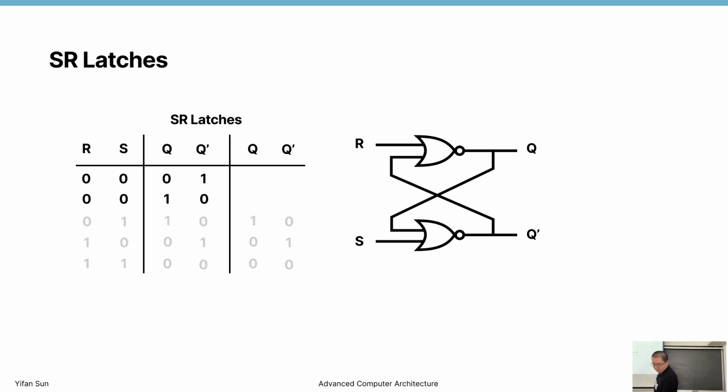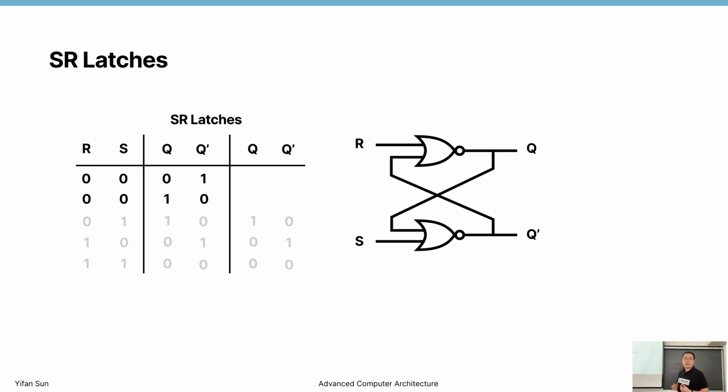Right? So if you look at this one, we have two cases. If both R and S are 0, we have two cases. It's either Q is 0 or Q is 1. Last time we were talking about when R is 0, then Q prime is 1, then this one is connected, then Q will be 0. Now if R is 0, Q prime is 1, Q prime is 0, then that will be 1.